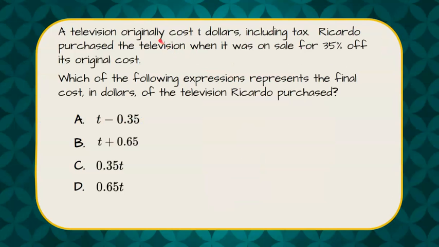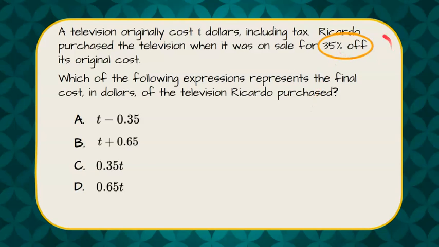A television originally cost $T including tax. Ricardo purchased the television when it was on sale for 35% off its original cost. Which of the following expressions represents the final cost in dollars of the television Ricardo purchased?